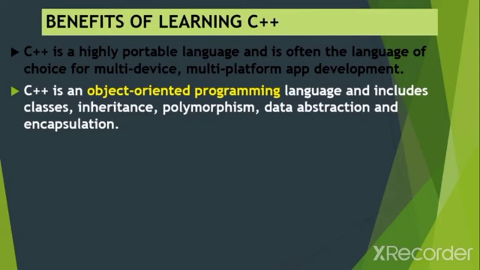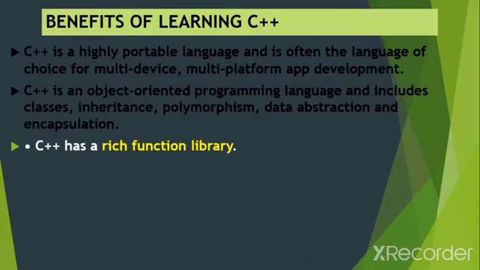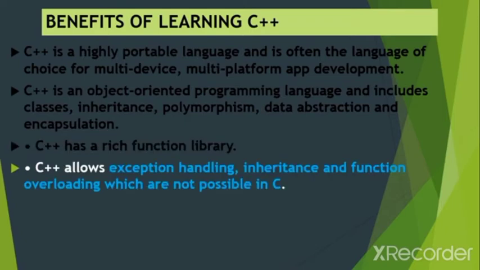You will learn all of these in detail. C++ has a rich function library. So many libraries, function libraries are there. It provides us the ability to create more apps also. C++ allows exception handling, inheritance and function overloading, which are not possible in C. So these features are not available in the C language. These are new concepts which are able to handle errors and reuse existing code. So all those concepts were introduced to us in C++.